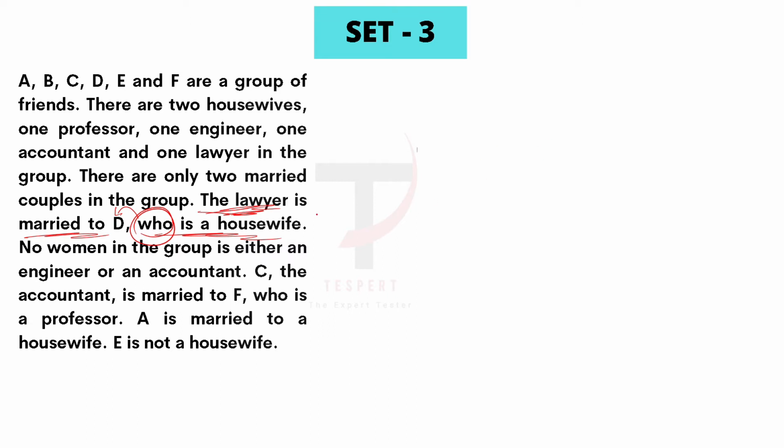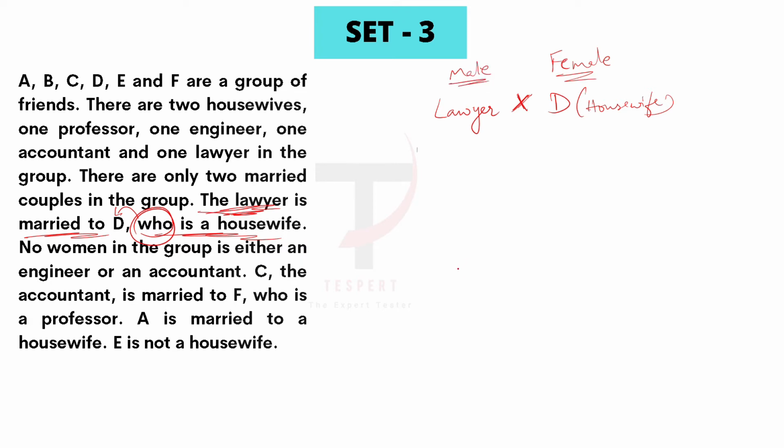So the lawyer is married to, see, this symbol refers to marriage. Of course, this is my notation. The lawyer is married to D, and it is given that D is a housewife. So D is a housewife, which means D is feminine, she is a female, and the lawyer is a male.